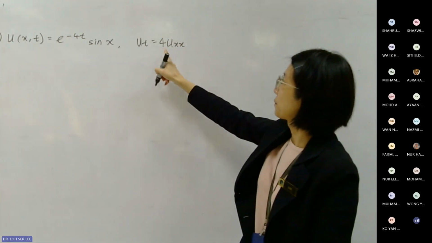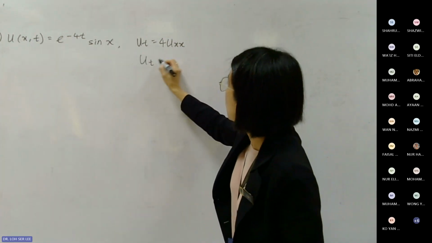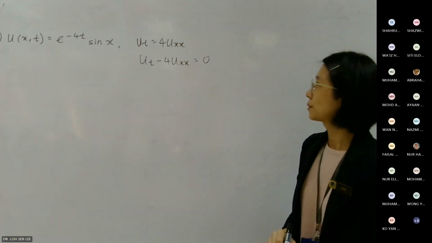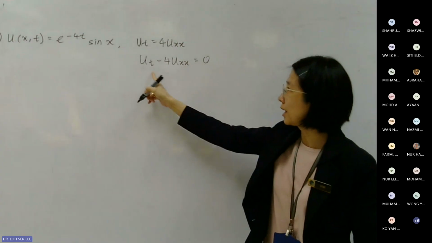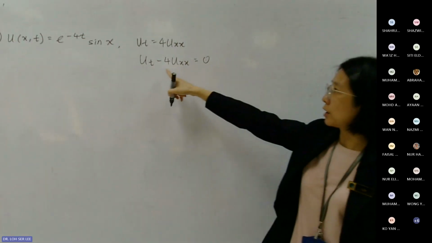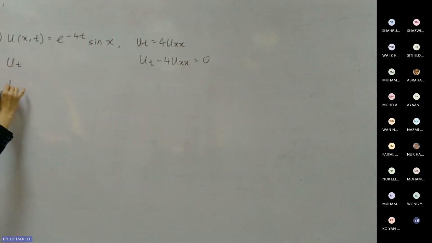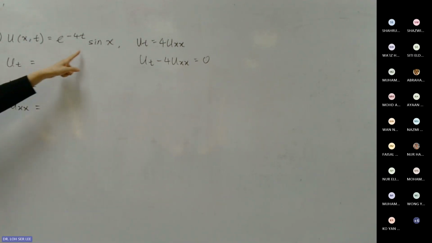This is the PDE. So we move all the u terms to the left. Later on we will start from the left-hand side. So now we know that we have to find ut and uxx. That means from here you have to find ut, ux, and uxx. Ut means that sine x is a constant.